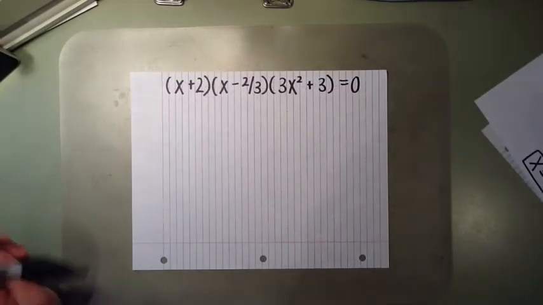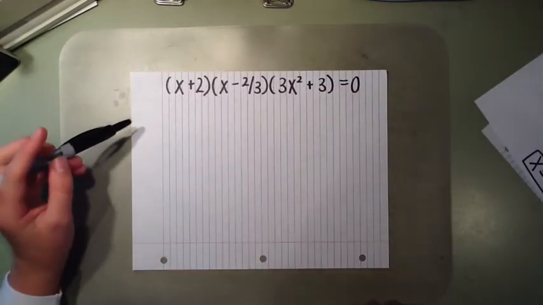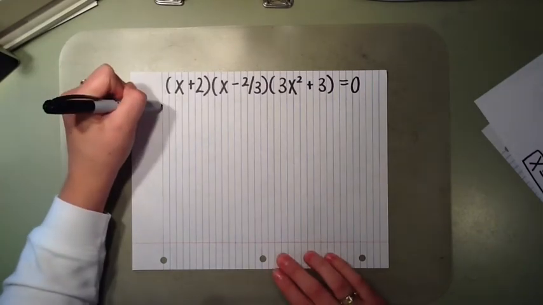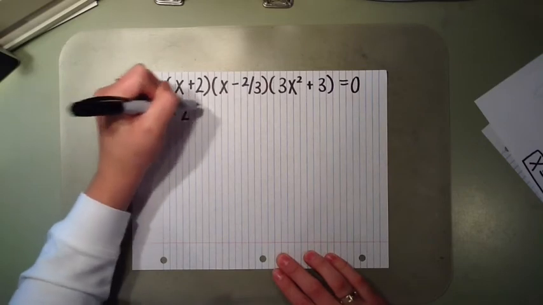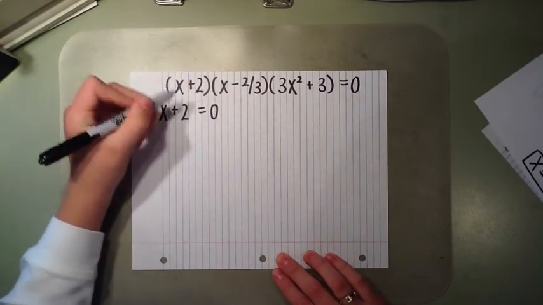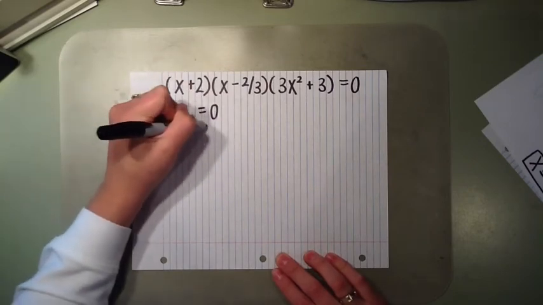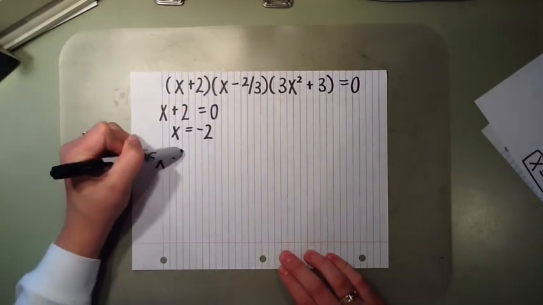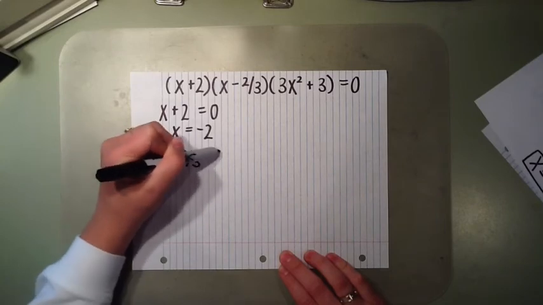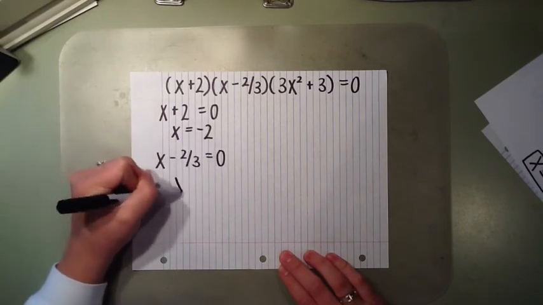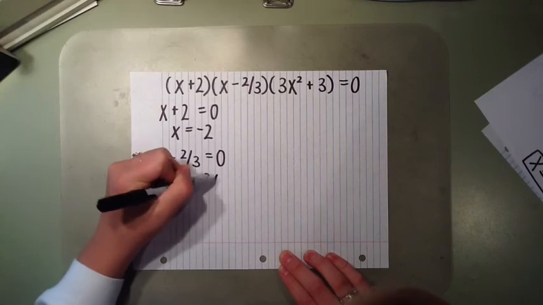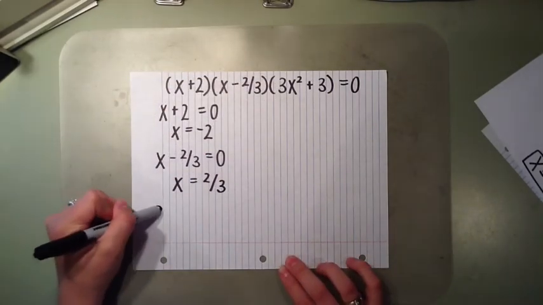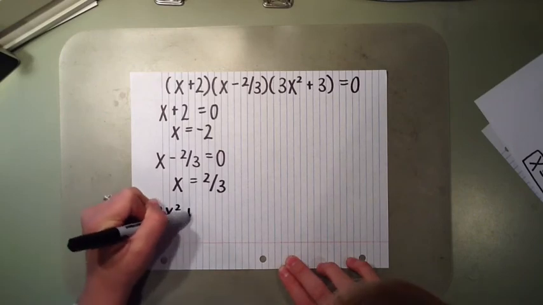So now with our new equation, we can set each of these values equal to 0 to find the real roots. So x plus 2 is the first one. It's equal to 0. Subtract 2, and x is equal to -2. Now with x minus 2/3, put it equal to 0, add 2/3 to each side, and x is equal to positive 2/3. And lastly, we can do 3x squared plus 3 is equal to 0.